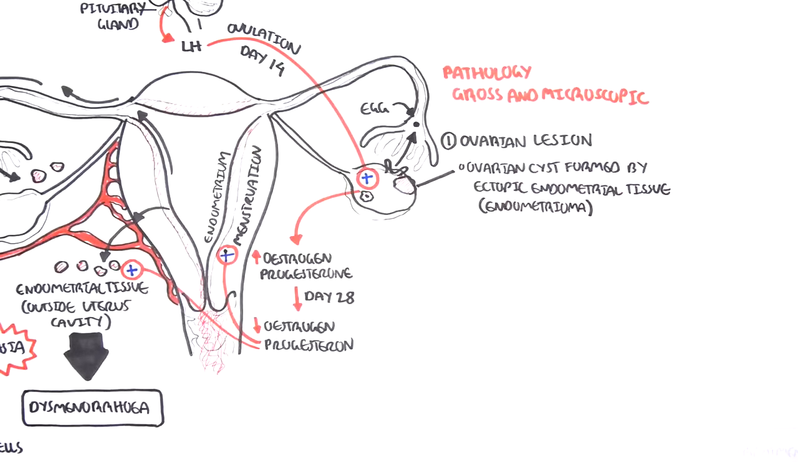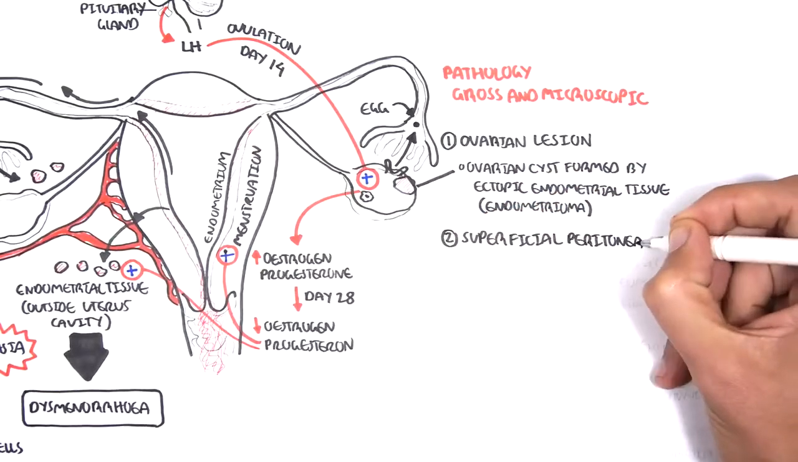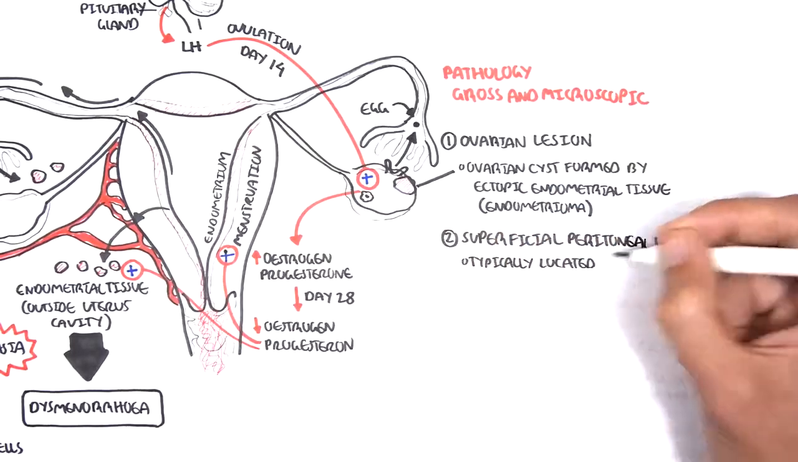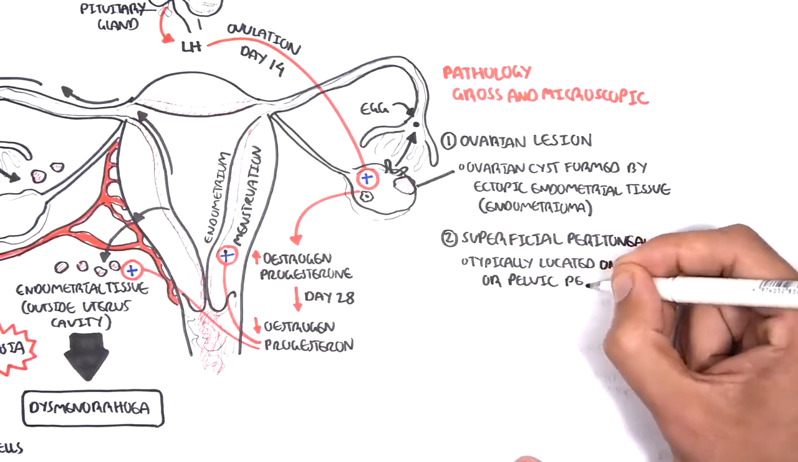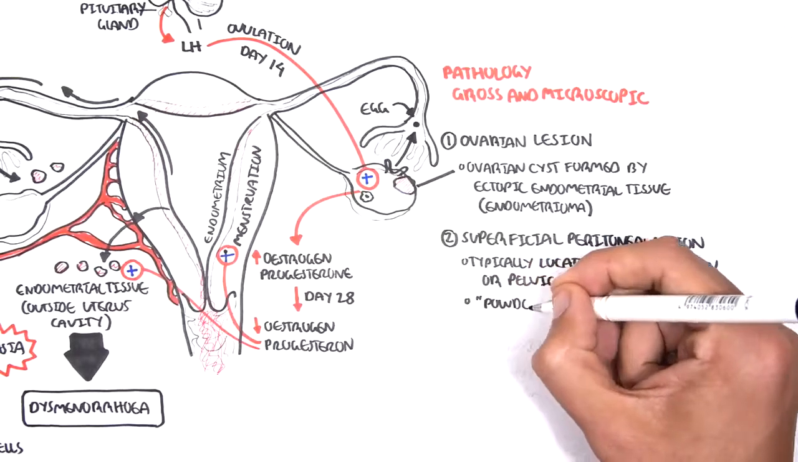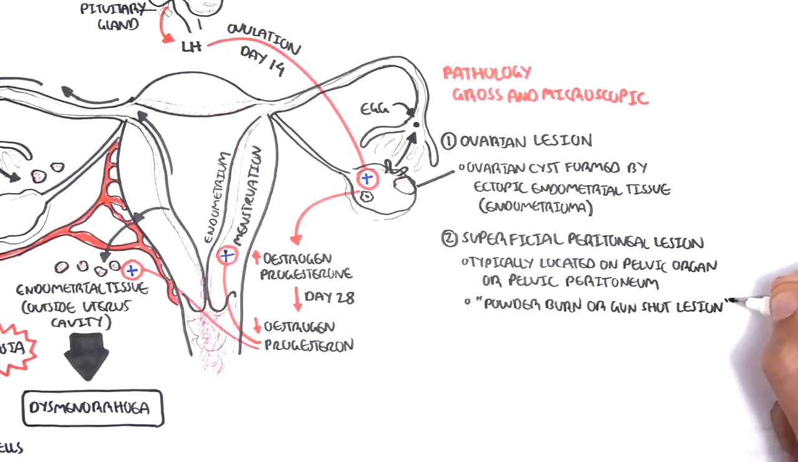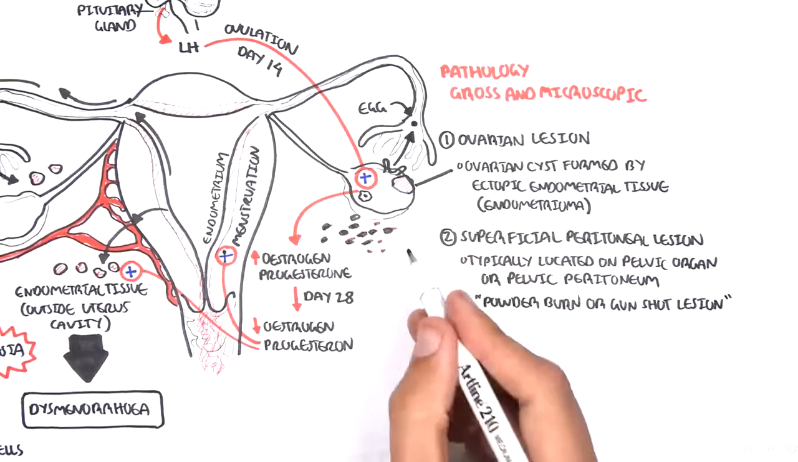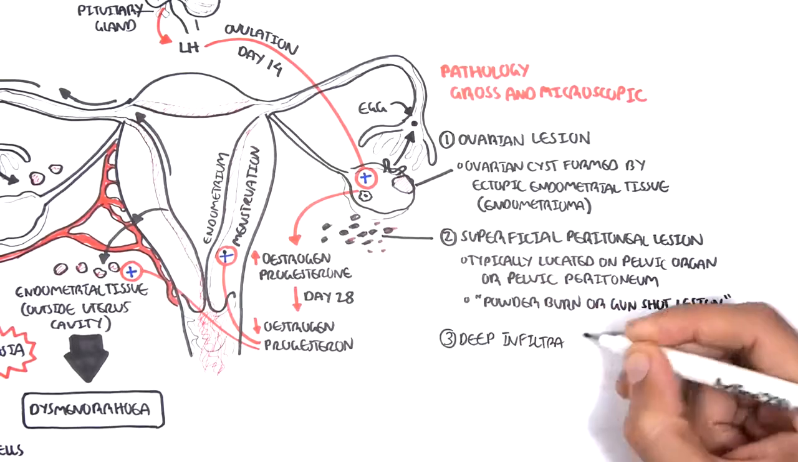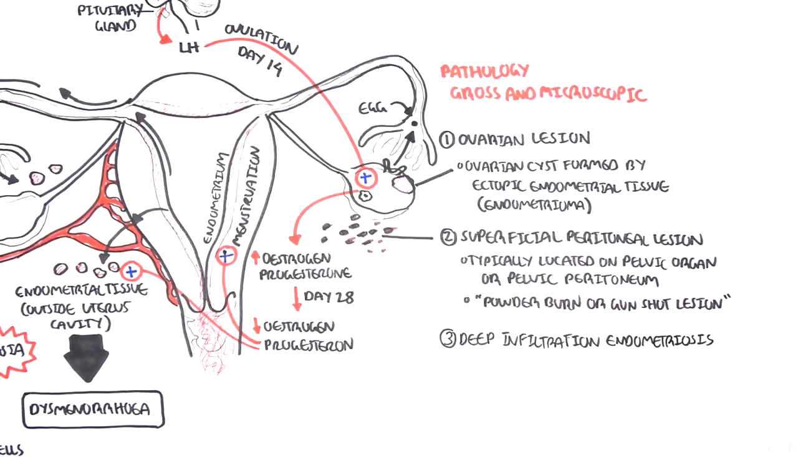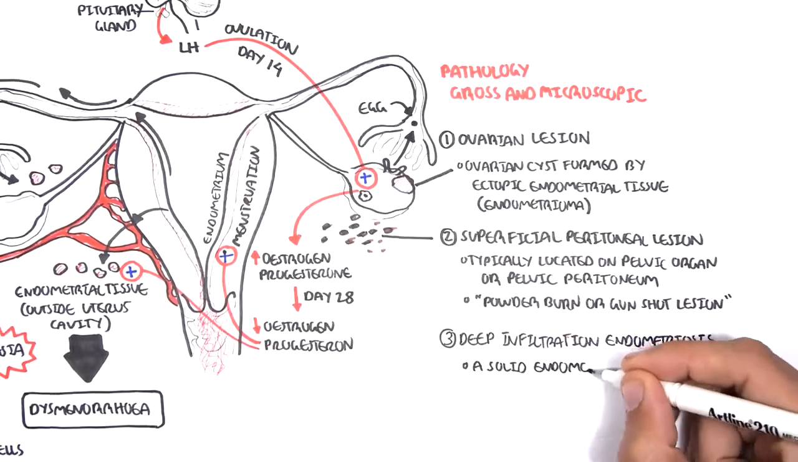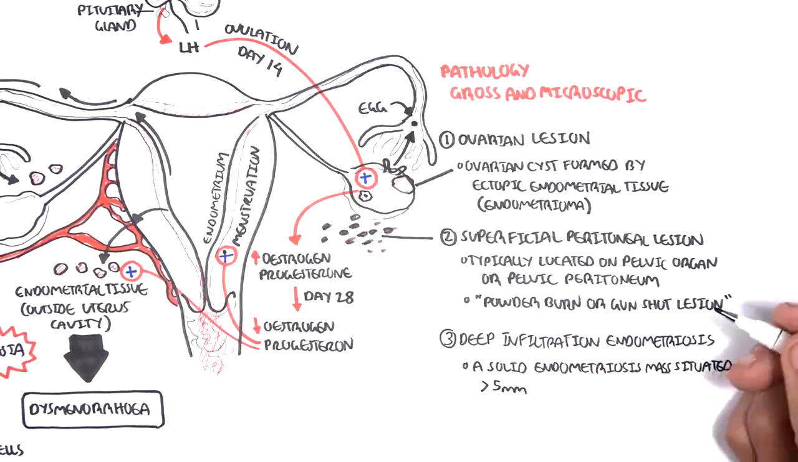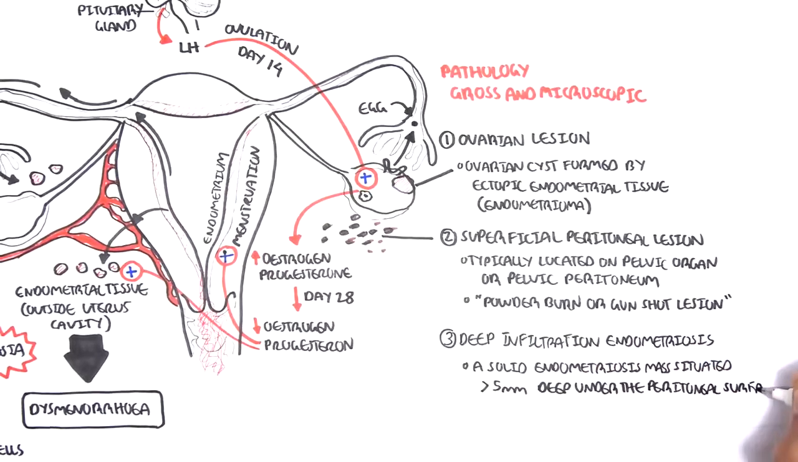The second pathological form is the superficial peritoneal lesion. And typically, this type is located on pelvic organs or pelvic peritoneum. And it has a characteristic powder burn or gunshot lesion appearance. The third pathological form is deep infiltrative endometriosis. And this is a solid endometriosis mass situated greater than 5 millimeters deep under the peritoneal surface. And this type, more likely than not, requires some sort of surgical intervention.